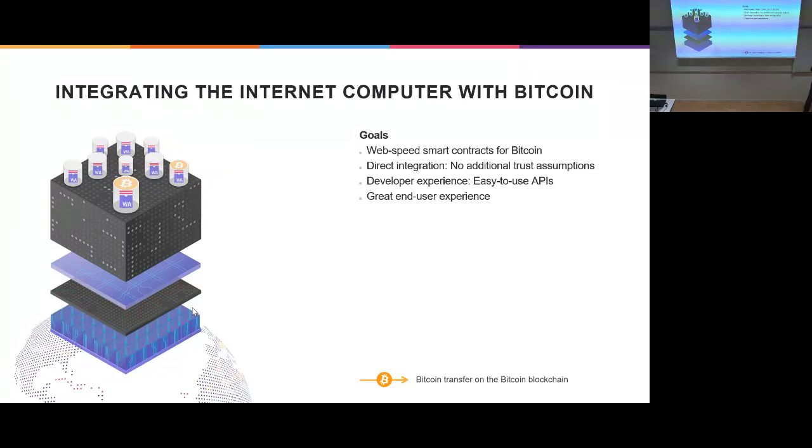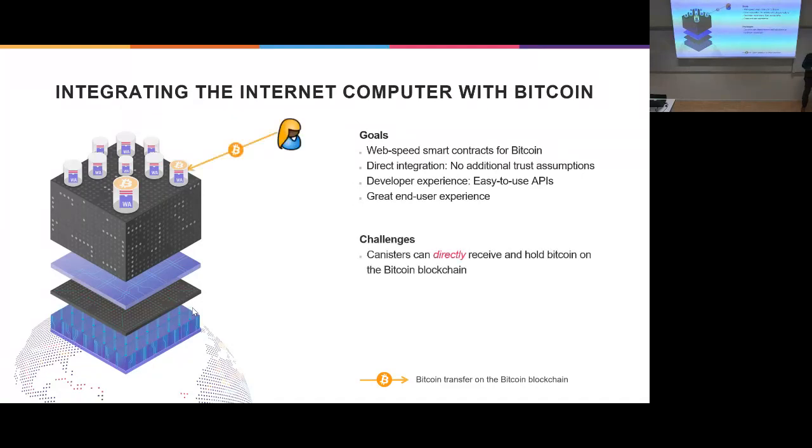Second, we want a direct integration, which means no intermediaries, no bridges. This is unique. No one has done that before. It means less risk for Bitcoin holders. And the developer experience, which is easy-to-use APIs. You can easily get started doing Bitcoin work on the Internet Computer. And of course, a great experience for the end user, which comes out of the box because of using Internet Computer smart contracts, Internet Identity, all of those things. We get this for free.